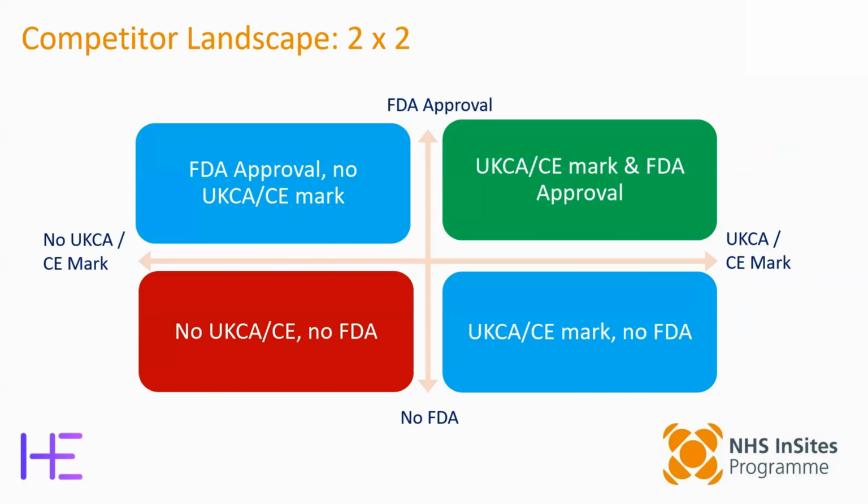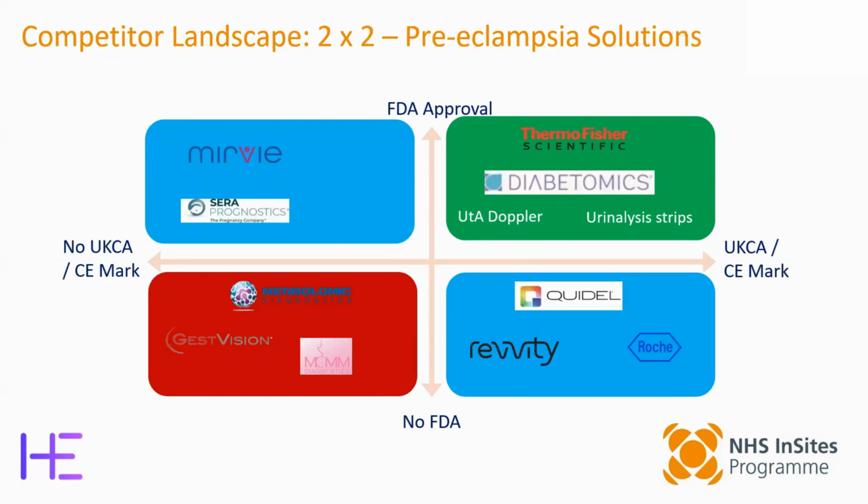Another way you can analyze the data of competitors is to use these 2x2 frameworks. So you might analyze them from their regulatory space. Do they have a CE mark and FDA approval? Do they have neither? Do they have one but not the other? For example, with pre-eclampsia solutions, you can see which product fits into which space. The one in green at the top right has both the CE mark and FDA approval, whereas the ones bottom left are more research tools.